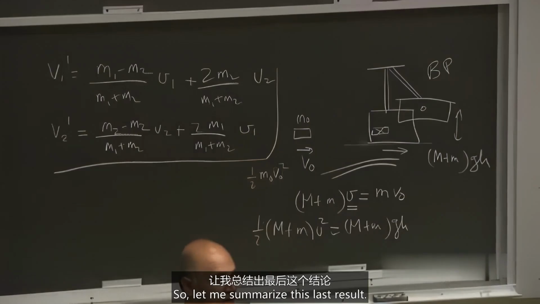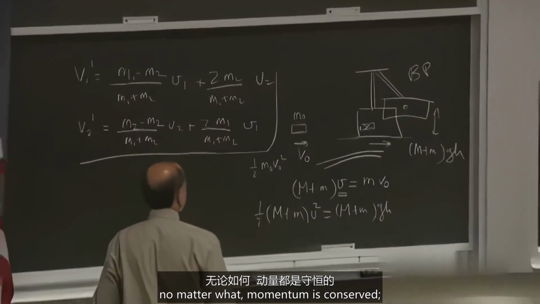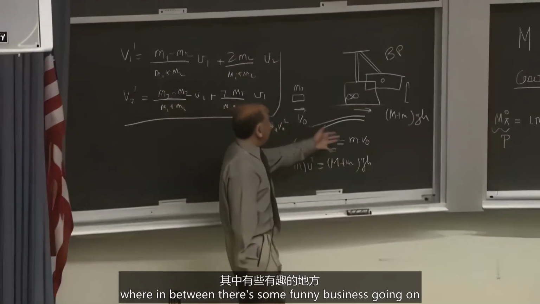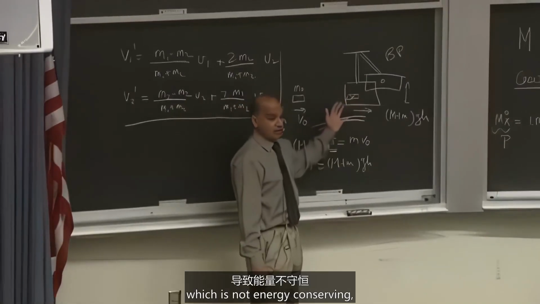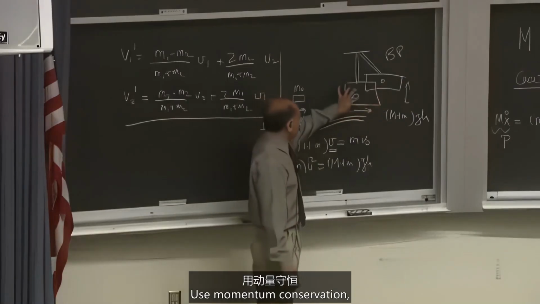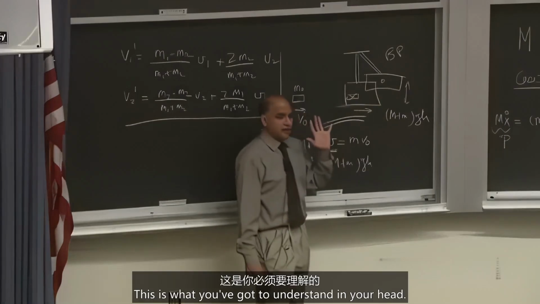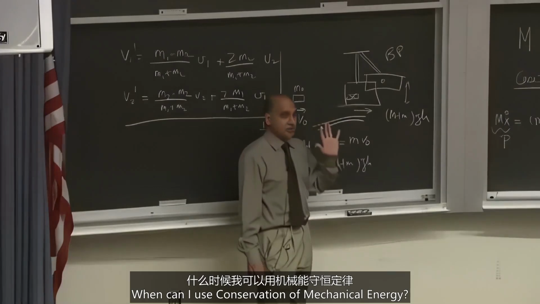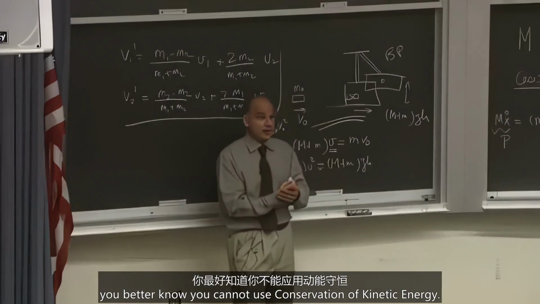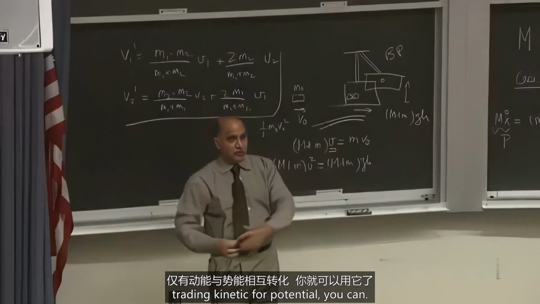So let me summarize this last result. In every collision, no matter what, momentum is conserved. Energy may or may not be. And if I give you a problem like this, where in between there's some funny business going on which is not energy conserving, don't use energy conservation from start to finish. Use momentum conservation, find the speed of the composite object. This is what you've got to understand in your head. It's not just equations. When can I use conservation of mechanical energy? When can I not? A bullet ramming into a chunk of wood, you better know you cannot use conservation of kinetic energy. But once the combination is going up, trading kinetic for potential, you can.